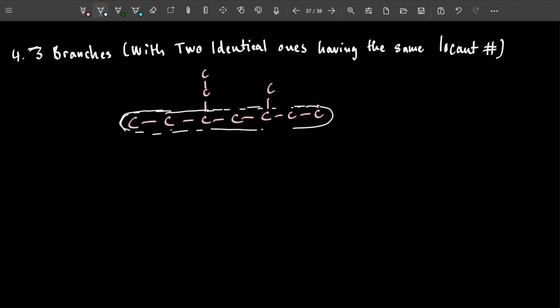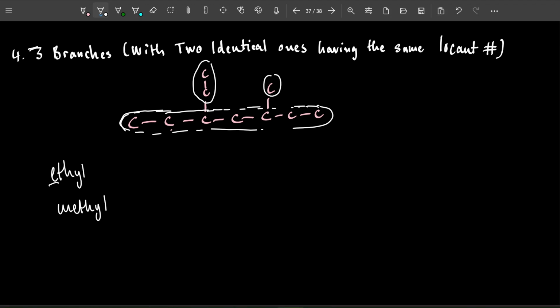You're going to look at your branches. What is this branch called? This first branch? It's an ethyl, right? It's an ethyl branch. What about this one? It's a methyl. So now I'm going to use alphabetic ordering. What comes first, eth or meth? E comes before M, so ethyl is first. So that means my numbering is going to prioritize ethyl.